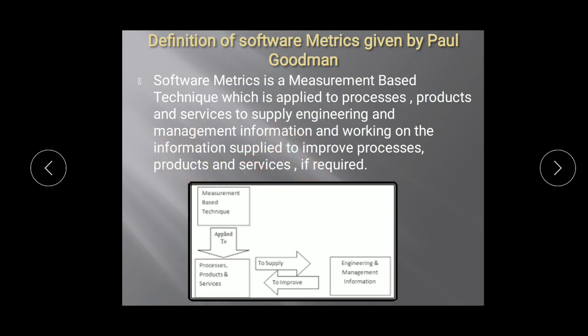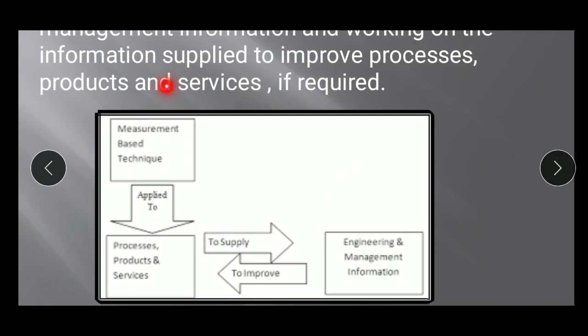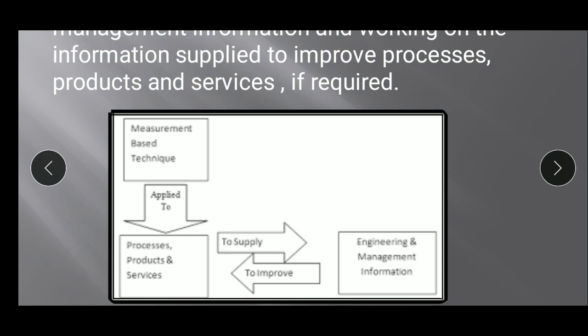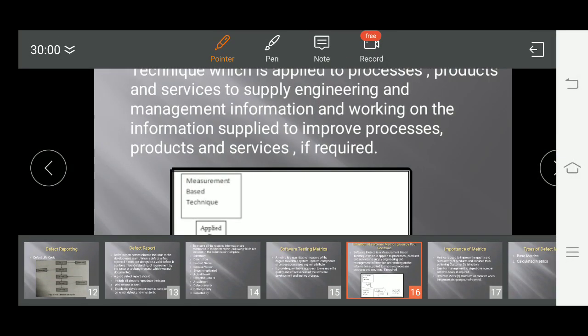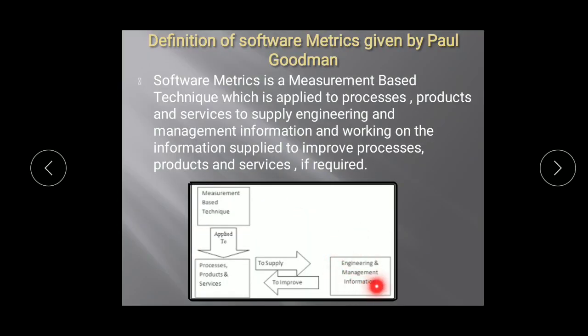So as it is applied to processes, products and services, they will provide engineering as well as management information to work on what? To improve processes, products and services if required. So this is the basic diagram which is being followed, that is a measurement based technique applied to processes, products and services to supply and improve engineering management information. So this is the basic idea of that particular thing.